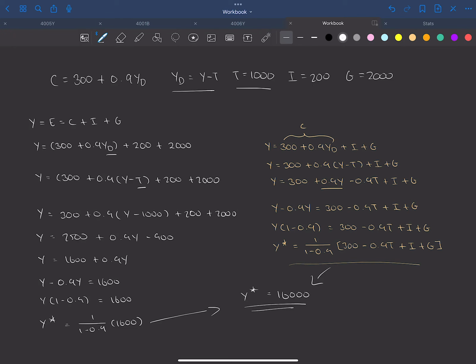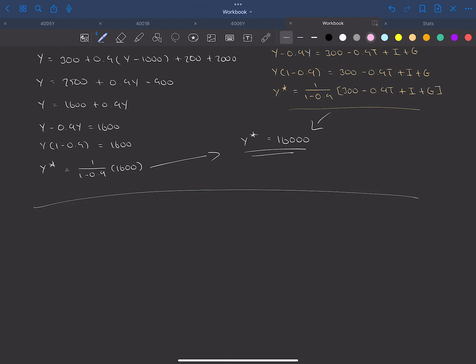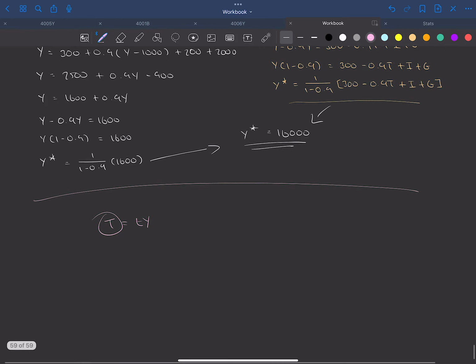So if you had something, let's say, and this is not part of the question, t is equal to ty. Now this changes the question totally. Because this t is exogenous, yes. However, the second it becomes little t, it basically becomes the marginal propensity to tax. Same thing with c, same thing with little m.